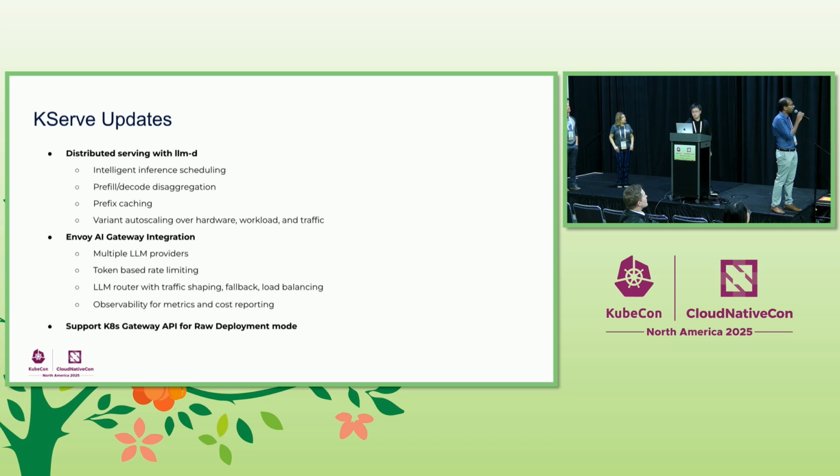There is closer integration with the Envoy AI Gateway or any Gateway API compliant ingress, which supports multiple LLM providers and standard token-based features, like rate limiting, fallback, load balancing, etc. So you have a smart scheduler which can do all these kinds of traffic routing based on your policies. And we are Gateway API compliant, so you can bring any ingress which is Kubernetes Gateway API compliant.